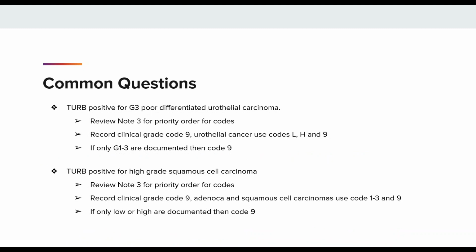Finally, the last 2 questions are testing the priority order. A TURB is positive for grade 3, poorly differentiated urothelial carcinoma. This would be coded to a clinical grade of 9. Reference note 3, where low and high grade are the priority for urothelial carcinoma. Similar in the second example, a TURB is positive for high-grade squamous cell carcinoma, which would be coded to a clinical grade of 9. Grades 1 through 3, well to poorly differentiated, are the priority for adenocarcinoma and squamous cell carcinoma. Again, please reference the notes.